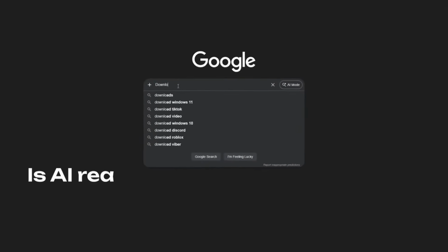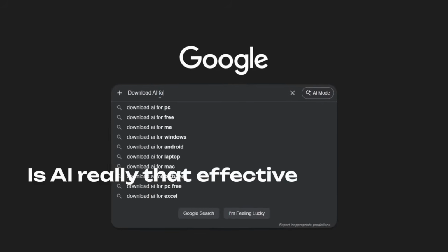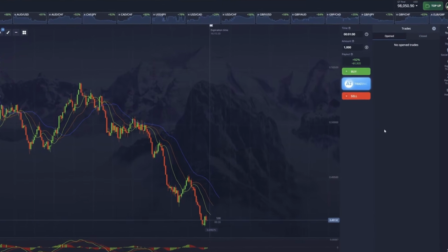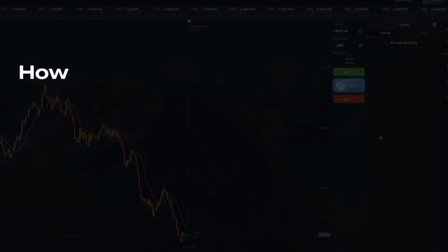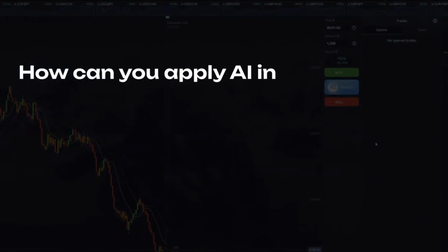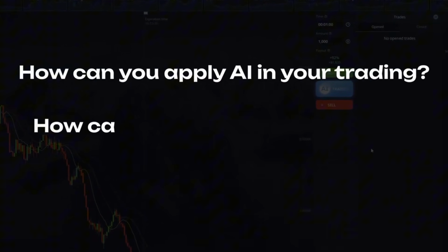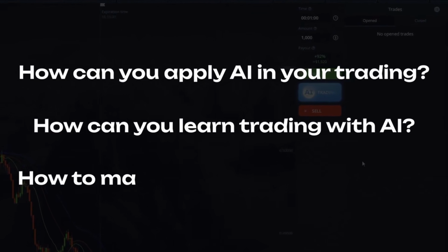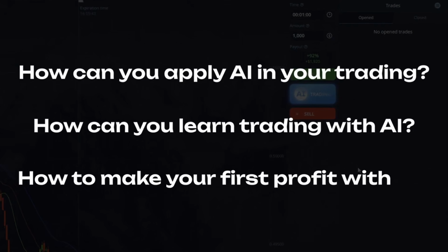Now, let's break it down together, shall we? Is artificial intelligence really effective in 2025? Well, you could even say in 2026 already. We'll go over how you can use artificial intelligence in trading, how you can work with it, and how you can learn with it in trading, and even start earning your very first profits.